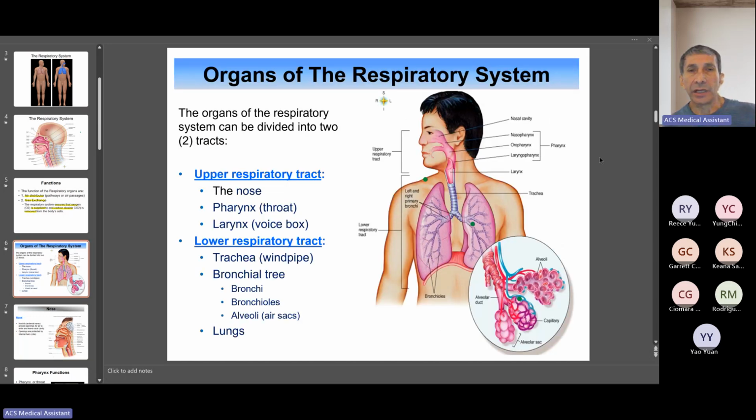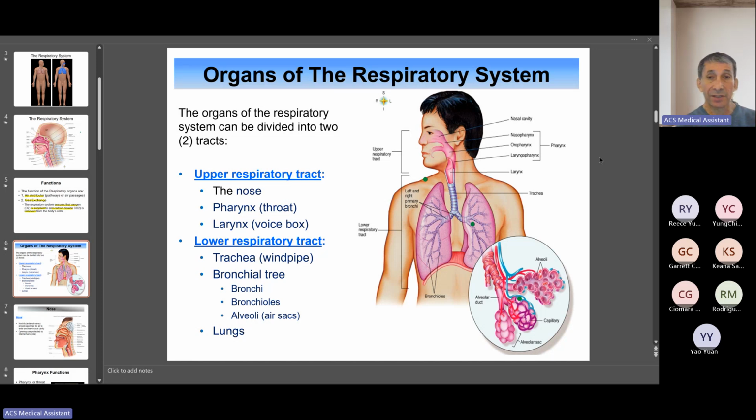Okay, so a little recap. We are working on the respiratory system. So we know that the respiratory system has to do with taking air in, delivering oxygen inside the lungs, and removing carbon dioxide when we breathe out. So we talked about these structures that make up the upper respiratory system and the lower respiratory system.